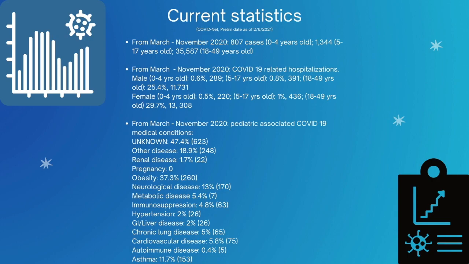Also, they found that male and female incidences for hospitalizations are almost the same, and pediatric COVID-19 associated medical conditions were associated with a higher level on the unknown, which was 47.4%. And the other high one is obesity, which was 37.3%, and then hypertension and immunosuppression, and the other ones are all in a very low percentage.